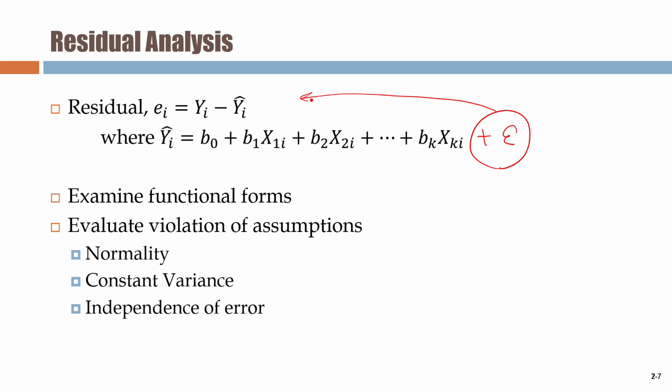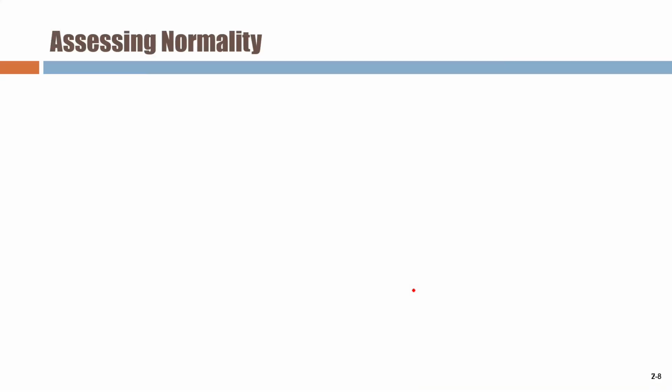Constant variance means the variance is the same everywhere. If it's not, then there's something going on. And independence of the error. Actually, this is usually for time series data, so we will go over it in the time series chapter. We will see it in the next chapter.